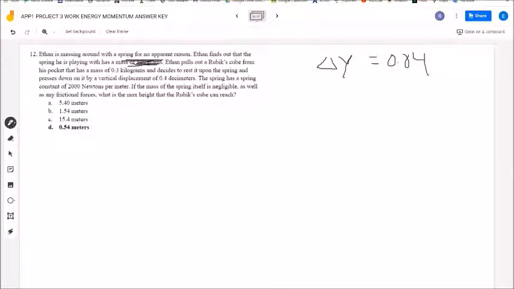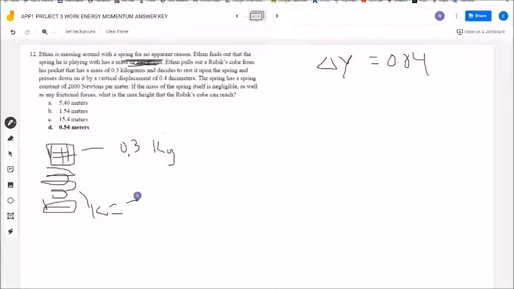Well, we can start by sketching a little diagram of the spring that Ethan is messing around with. So this is a spring, and this is a Rubik's Cube. I'll do my best to render it. The Rubik's Cube has a mass of 0.3 kg. The spring constant K is equal to 2,000 N/m. And what else do we need to know? The vertical displacement of the spring when he compresses it is 0.04 meters, right?